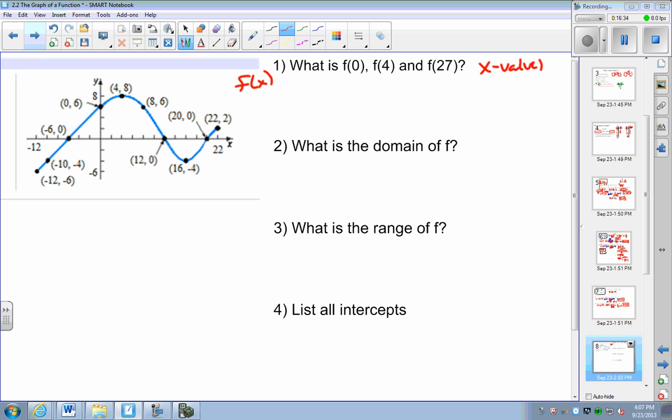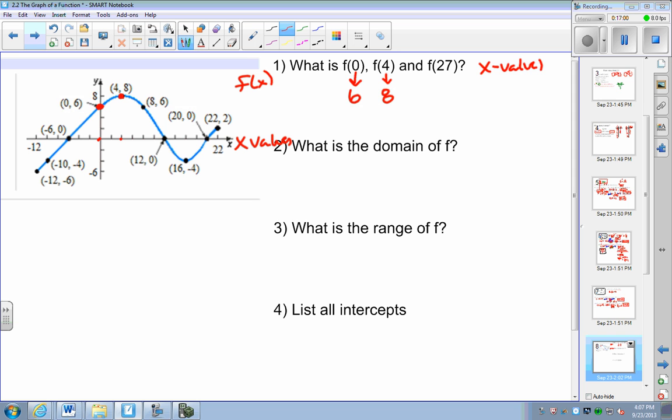So we're saying, what is the value of the function when you plug in a 0? So we're going to look at all our x values, which we know are down here, and see what happens. When we plug in a 0, we get right there. So f of 0 is 6. F of 4. When you go to 4, what's the graph give you?